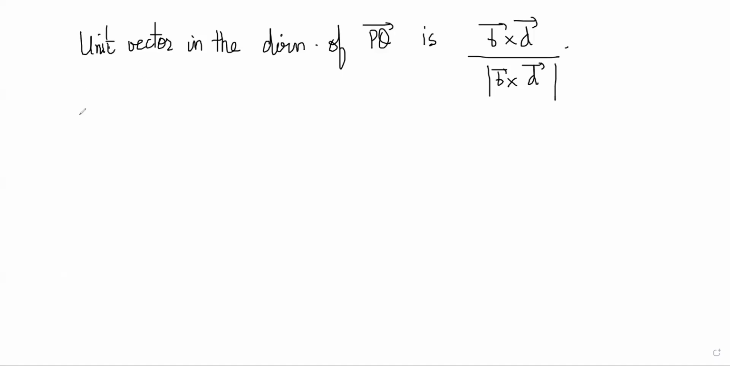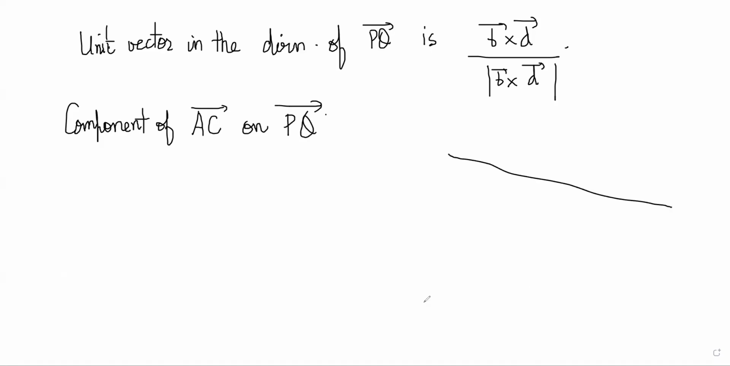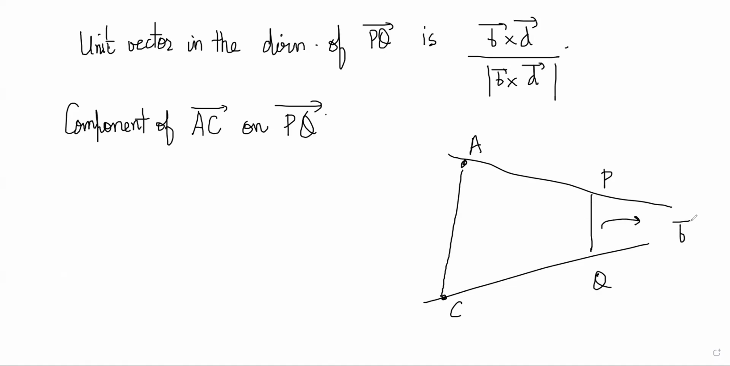Now all we have to do is find the component of AC on PQ, because you have to realize that A and C are points on the line. I need the shortest distance PQ. So I need the component of the AC vector on this PQ, which is in the direction of B cross D by mod of B cross D, right?